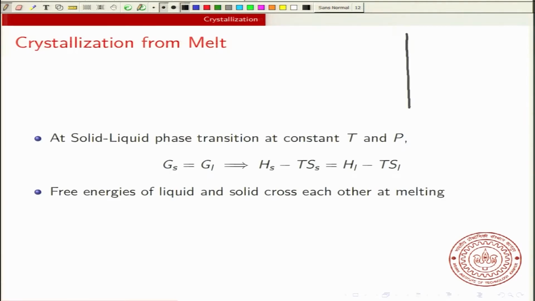So, if we look at the pressure temperature phase diagram for any material, then what we saw is that there is a solid phase, a liquid phase and a vapor phase. So, this was the vapor, this was the liquid and this was the solid.